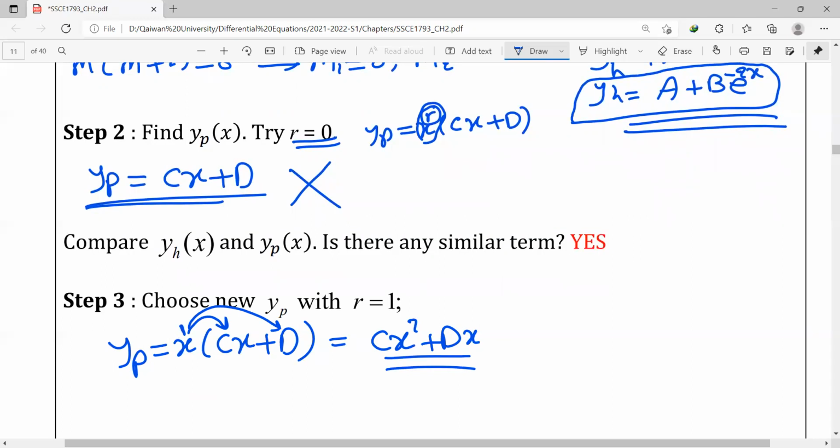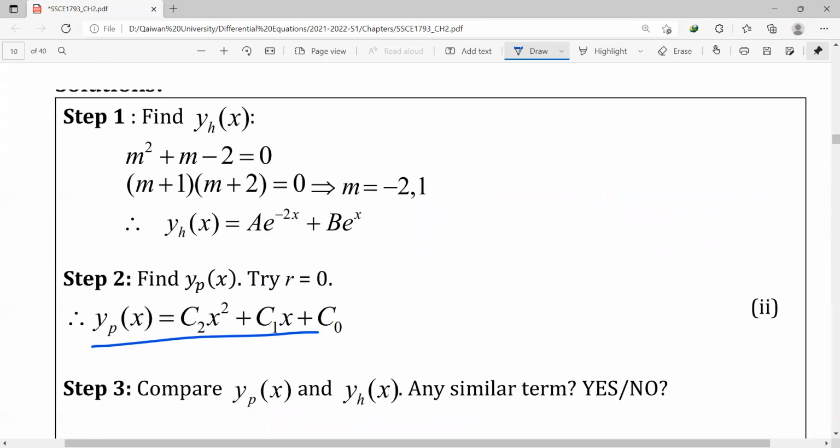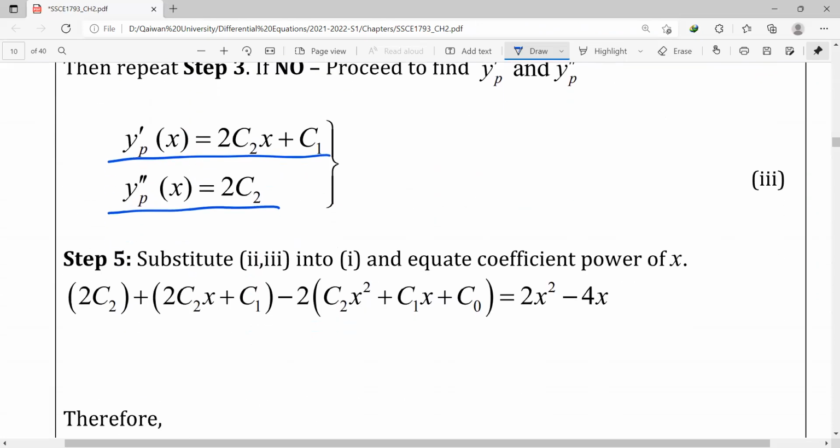For r to be 1. This is the general form. Let's return to the general form here. This one is the general form. We say yp equals x to the power r times the polynomial of degree n. We start from 0 for r. If there are similar terms, we are going to give 1, then 2, then 3, and so on.